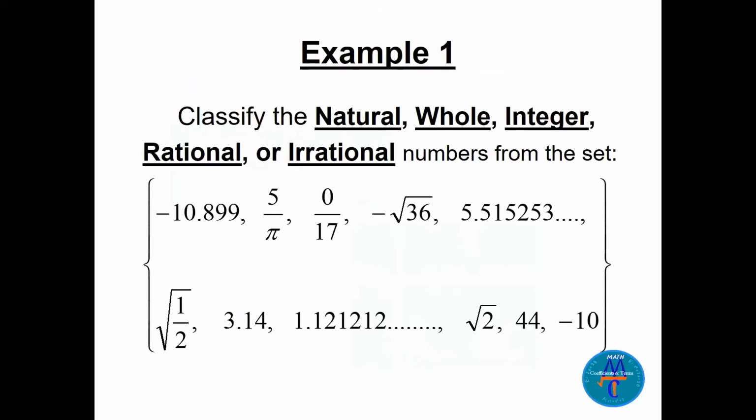Now let's look at example 1 here. Classify the numbers as natural numbers, whole numbers, integers, rational or irrational. I have a big set here, many numbers, and I need to classify. You can pause the video and take 1 minute maybe to say which number belongs to which group. So minus 10.899, or 5 over pi, 0 over 17, etc. Just try it yourself, and I will show you the classification in the next slide.